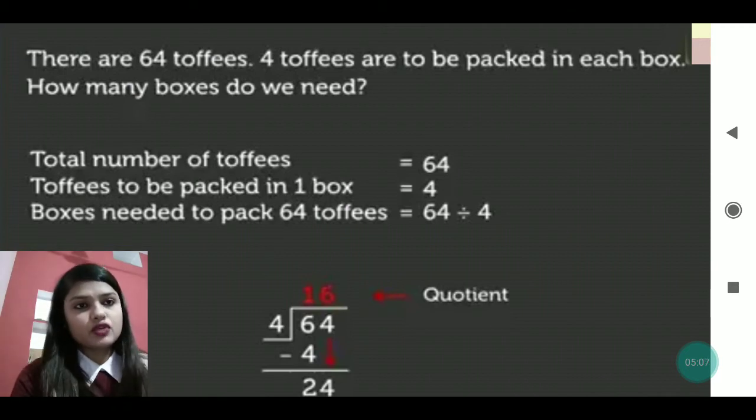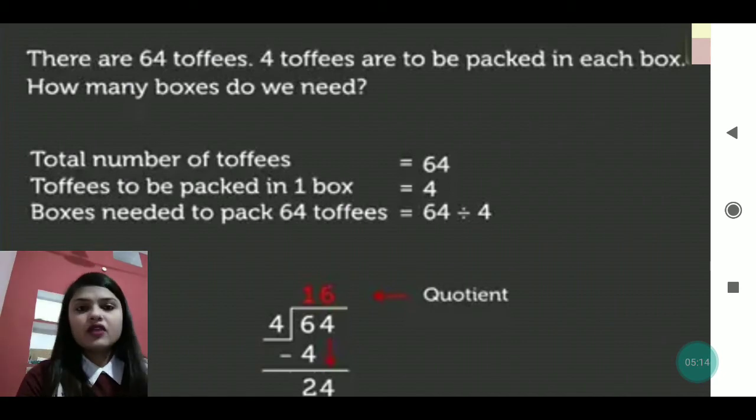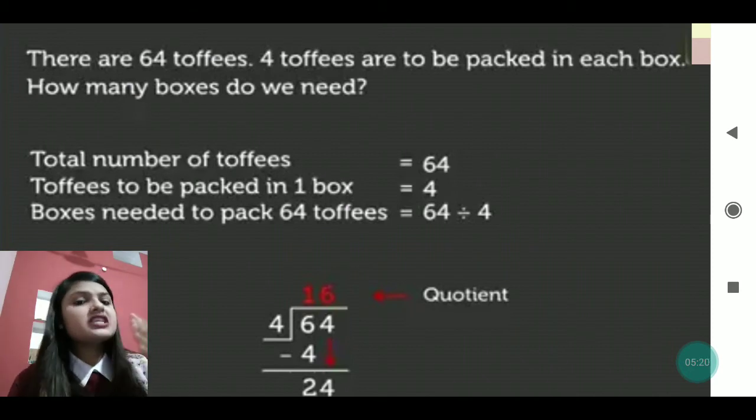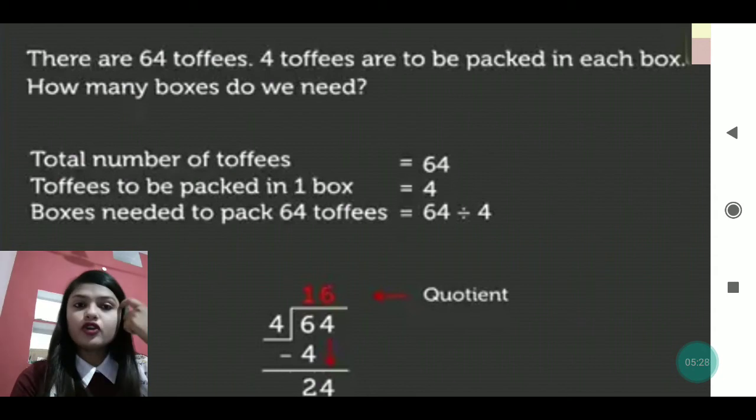4 toffees are to be packed in each box. How many boxes do we need? Okay. How many total toffees? 64 toffees. 4 toffees are to be packed in each box, which means in each and every box, we have to pack 4 toffees. How many boxes do we need to pack them?